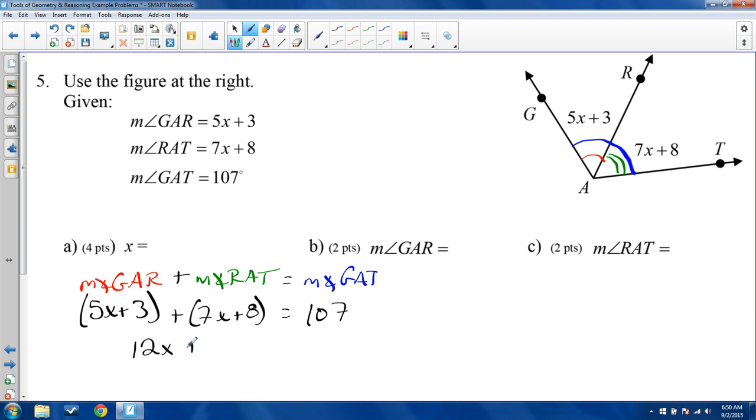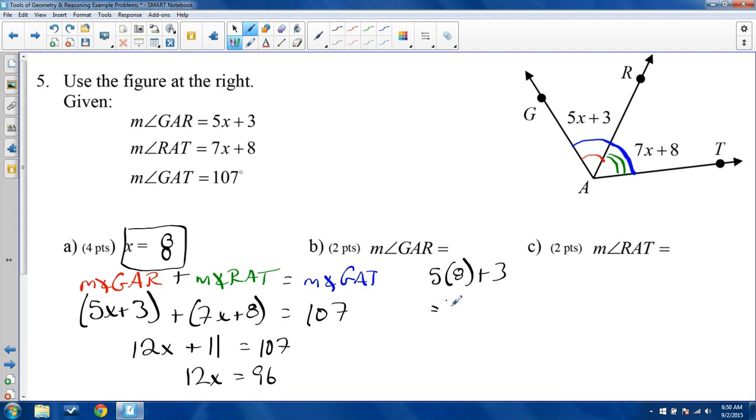3 plus 8 is 11. Using the subtraction property of equality, you get 12x equals 96. And I believe you divide by 12, you get x equals 8. If that math is right, I think I still know my division. So if x is 8, let's find the measures of angle GAR and RAT by substitution. GAR will be 5 times 8 plus 3, which is 40 plus 3, which is 43.